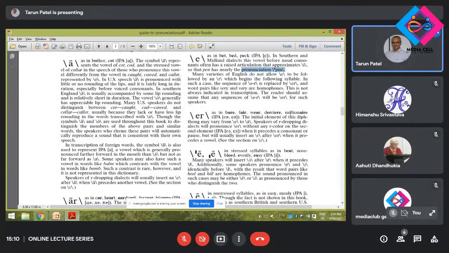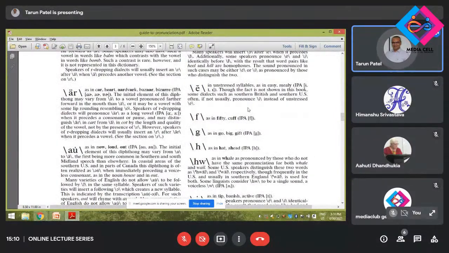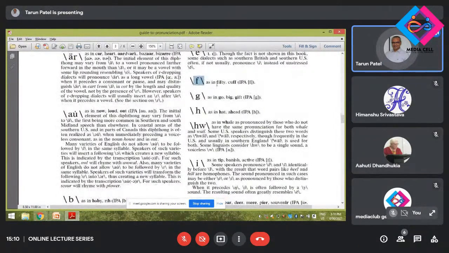Then as in bear, fair, where, derriere, millionaire, right? And the initial element of this diphthong may vary. The next one, the consonant f, as in fifty and cuff, where the IPA symbol is as it looks here, f. G, as in go, big, and gift, where we have this IPA, and h, as in hat, hair. Same one.